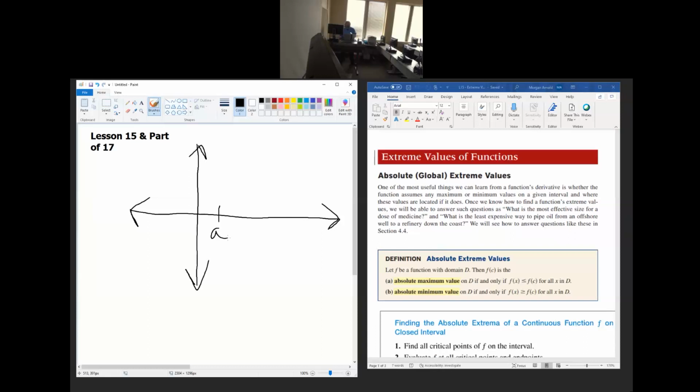You have a curve over a closed interval from A to B. Now, I'm just drawing some random curve here. Now, the lowest point is called the absolute minimum. And the highest point, which is somewhere right here, is called the absolute maximum point.